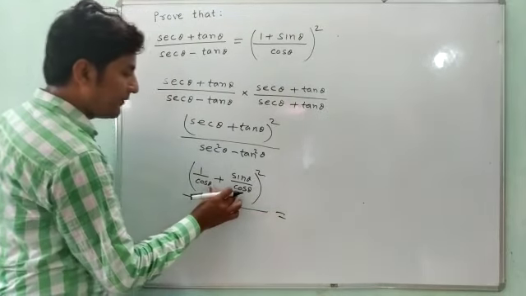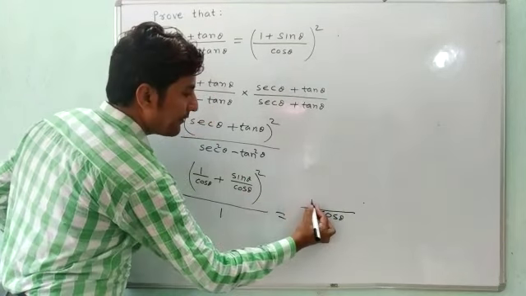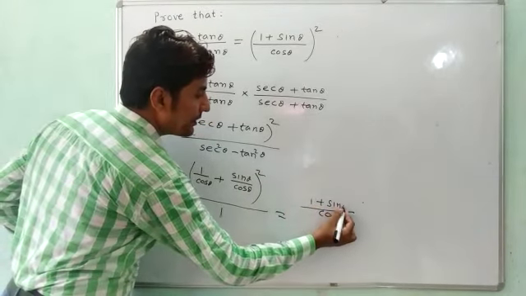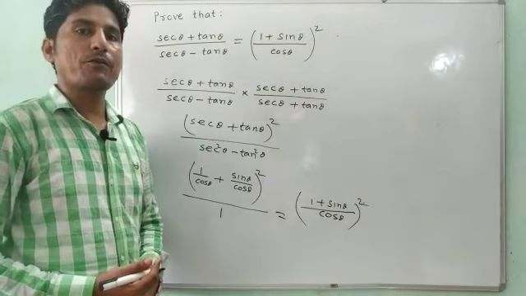Finally, if we are taking the LCM here, we can have cos theta here, and here we are having 1 plus sin theta whole square. So this is also proved.